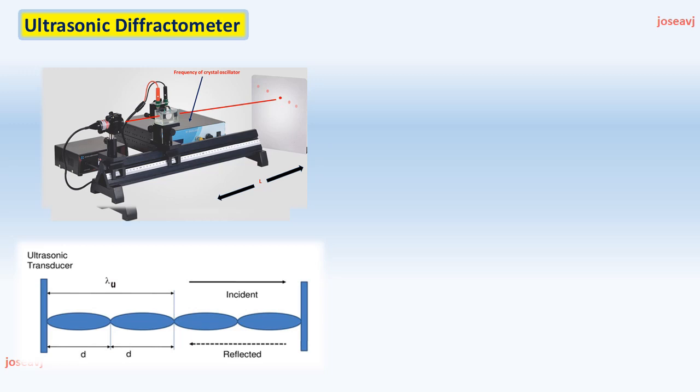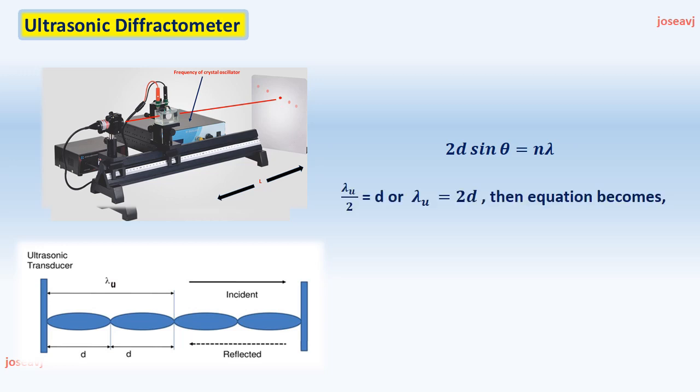The diffraction pattern is given by the equation 2d sin theta is equal to n lambda, where theta is the diffraction angle, n is the order, lambda is the wavelength of the laser light, and d is the distance between any two alternate compressions and rarefactions. The distance between any two rarefactions is equal to half wavelength, that is lambda_u by 2 is equal to d, or lambda_u equal to 2d.